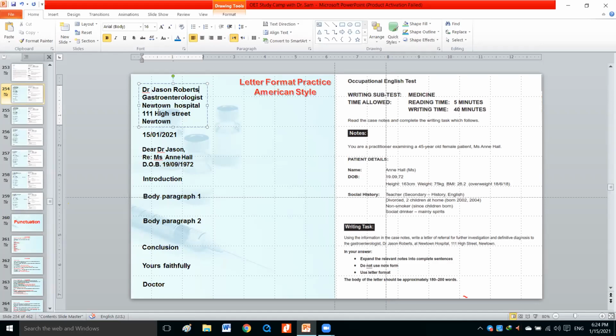Newtown Hospital, H should be in capital. 111 High Street in capital. Then Newtown is correct. Regarding the date, is it correct? No, it's not correct. We should bring the month to the beginning, 01/15/2021. You were right. January 15, 2021. This is the correct date format in American style.